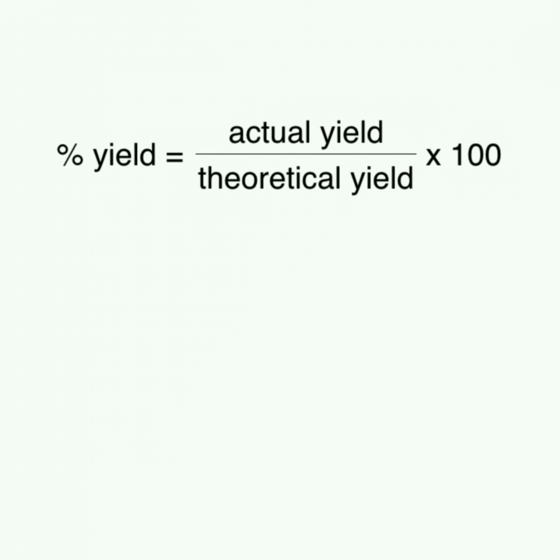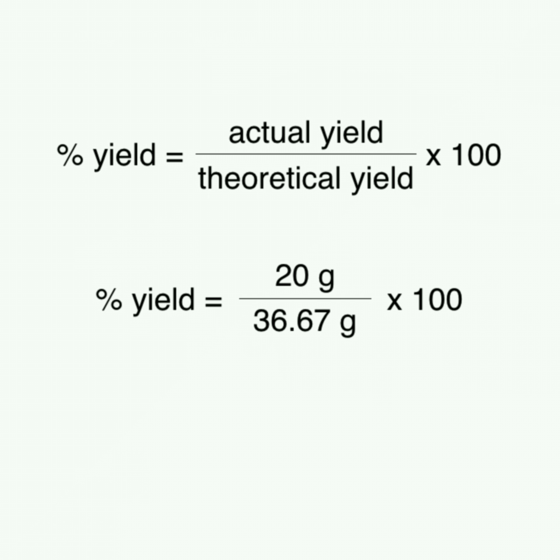On to our final step. We now have both our actual yield and theoretical yield, which we can put into the percent yield formula. Substituting our known information, we get the percent yield to be 54.5%. This means we obtained only 54.5% of the amount of CO2 we expected.